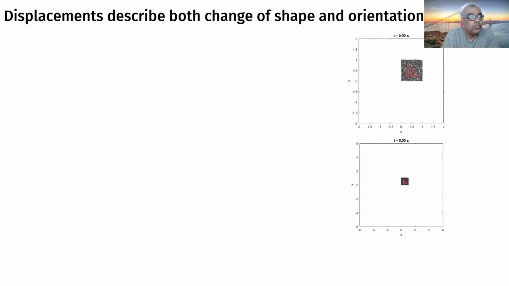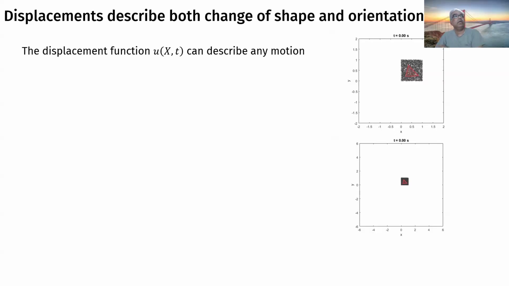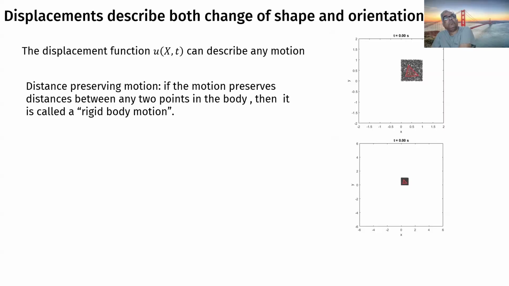The displacements describe both change of shape and orientation of the body. They can describe any motion you like. If the motion is such that it preserves the distances between any 2 points in the body, then it is called a rigid body motion.